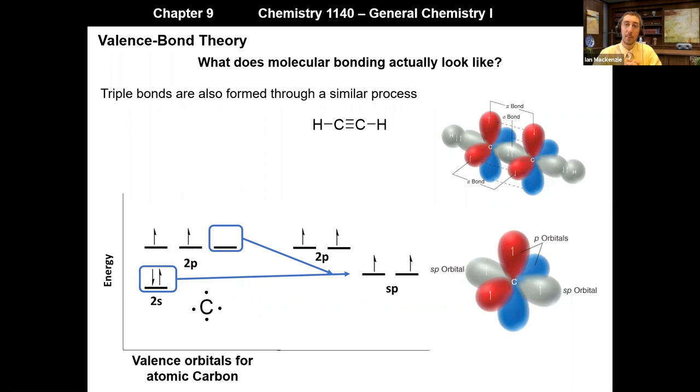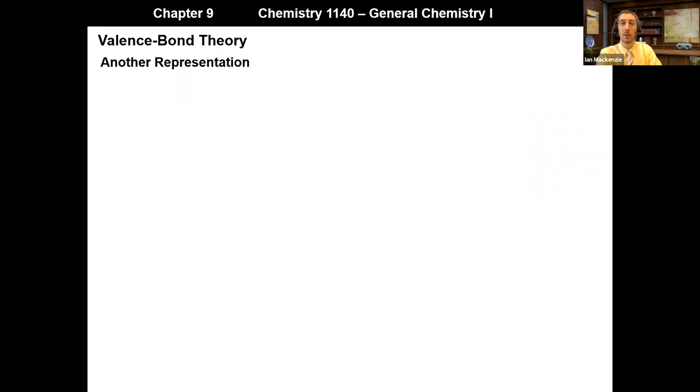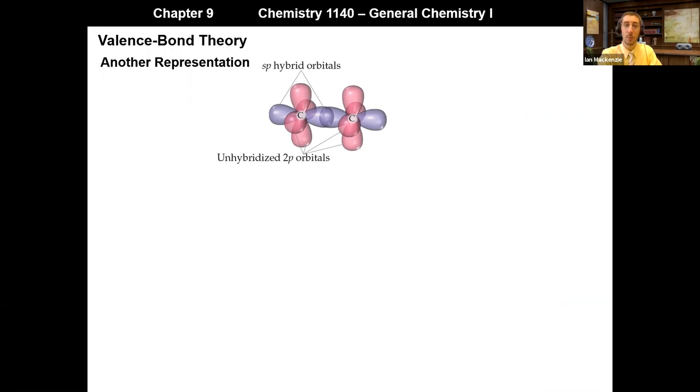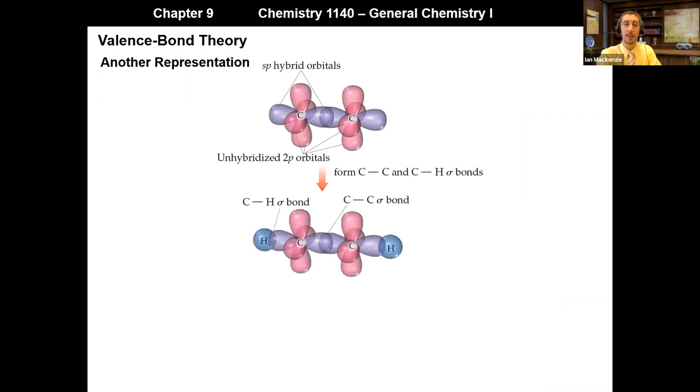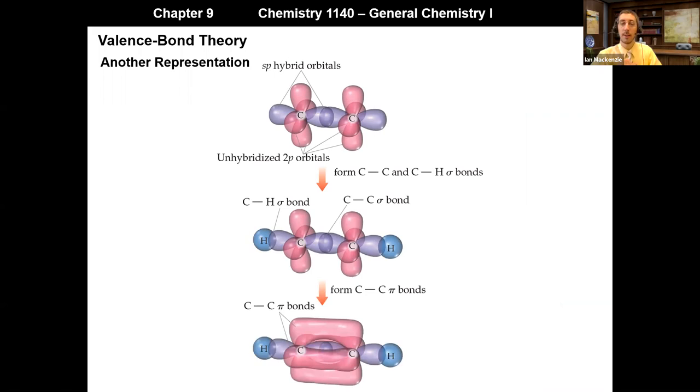And so we notice that single bonds are sigma bonds, double bonds are composed of one sigma and one pi bond, and triple bonds are composed of one sigma and two pi bonds. Another representation of the same molecule can be shown here. Again, the purple are the sp hybrid orbitals. The pink are your unhybridized p orbitals. And you can form sigma bonds by direct overlap between the carbon and carbon, or between the carbon and the hydrogen. You use the hybridized orbitals for that. And the unhybridized orbitals, those remaining p orbitals, are then used to form those pi bonds.